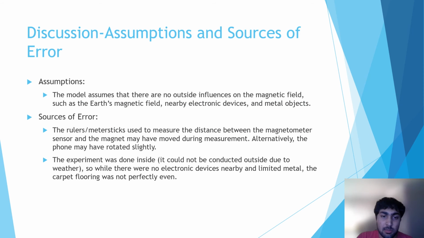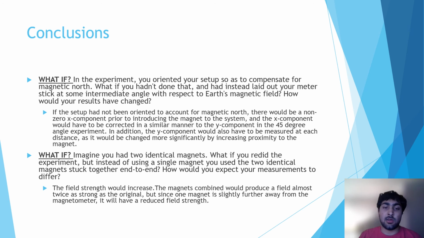For the assumptions, the model assumes that there are no outside influences on the magnetic field, such as the Earth's magnetic field, nearby electronic devices, and metal objects. For the sources of error, the rulers and meter sticks used to measure the distance between the magnetometer sensor and the magnet may have moved during measurement. Alternatively, the phone may have rotated slightly. The experiment was done inside, as it could not be conducted outside due to weather. While there are no electronic devices nearby and limited metal, the carpet flooring was not perfectly even when moving the phone. The conclusions and the what-if questions.